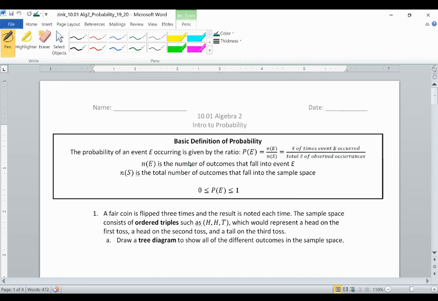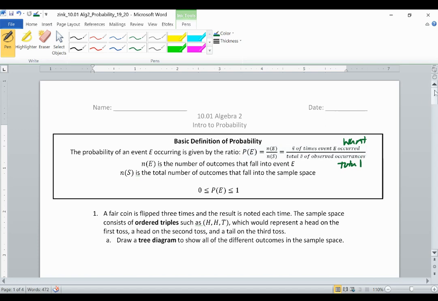So N of E represents the number of outcomes that fall into event E, and N of S is the total number that fall into the sample space. So it's just what you want out of your total. The top is what you want, the bottom is the total number of occurrences.